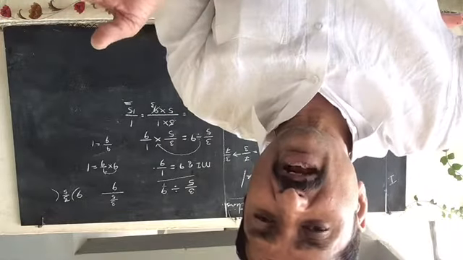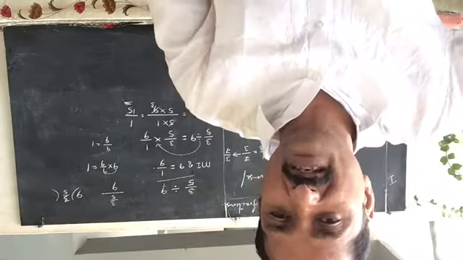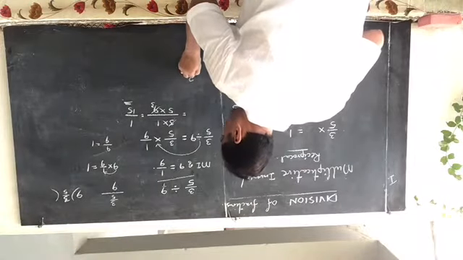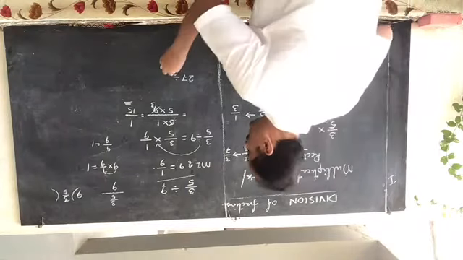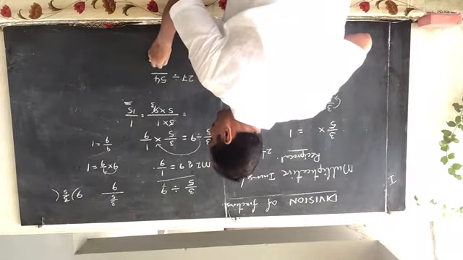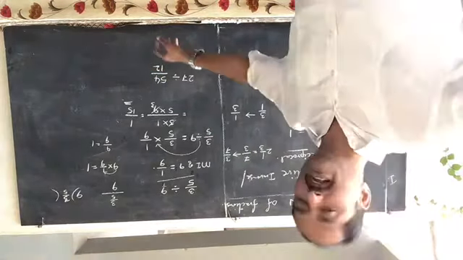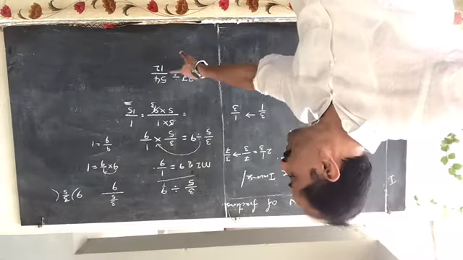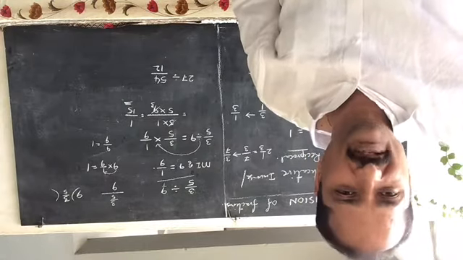Next one, dividing a whole number by a fraction. How can you divide a whole number by a fraction? Now we can see. For example, the whole number 27 divided by 54 by 12. For example, 54 by 12. So 27 divided by 54 by 12. This is division of a whole number by a fraction.